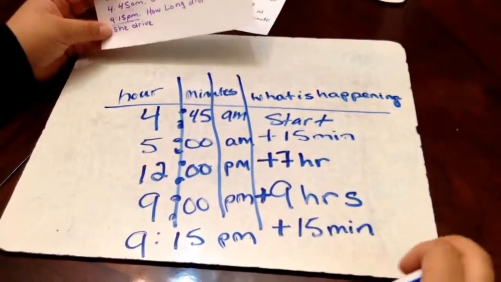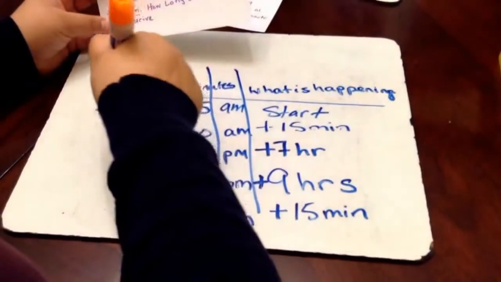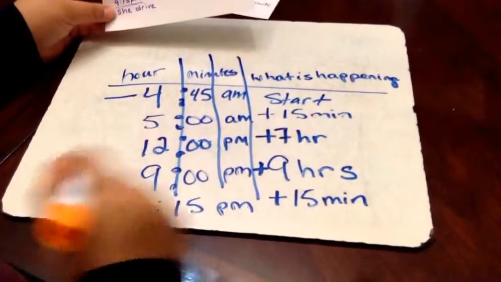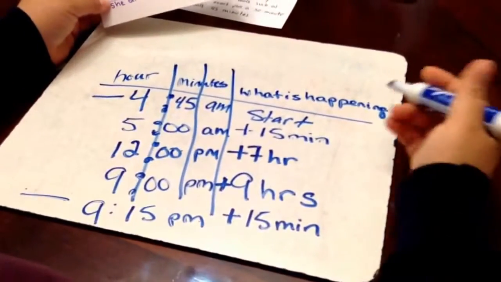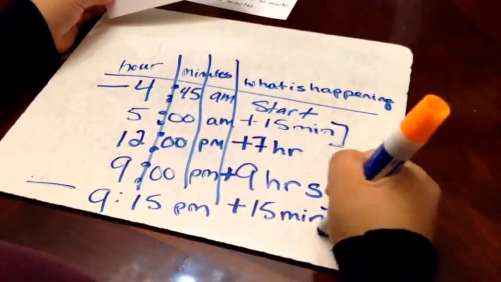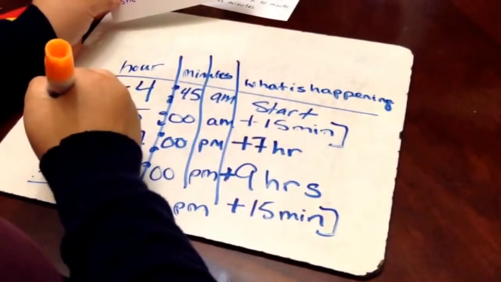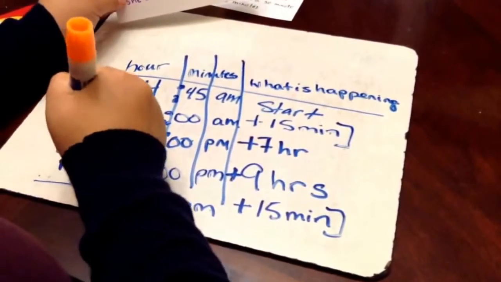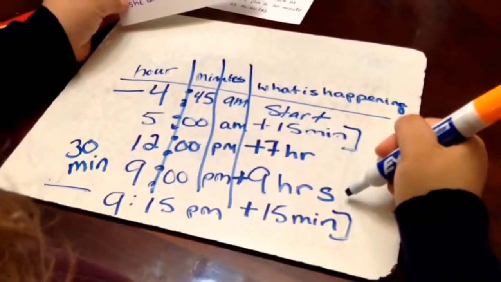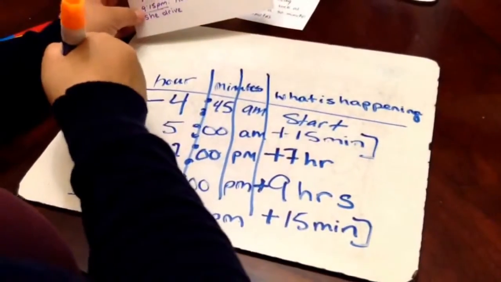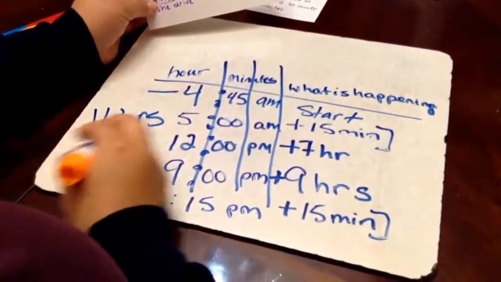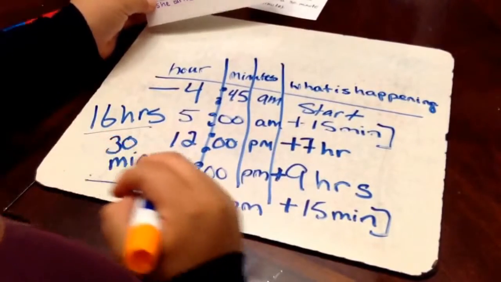p.m. So we have 4:45 start, 9:15 finish, and then we would count the minutes. So minutes is 15 plus 15, that's 30 minutes. Hours is 7 plus 9, that's 16 hours. So again, we got the 16 hours and 30 minutes.